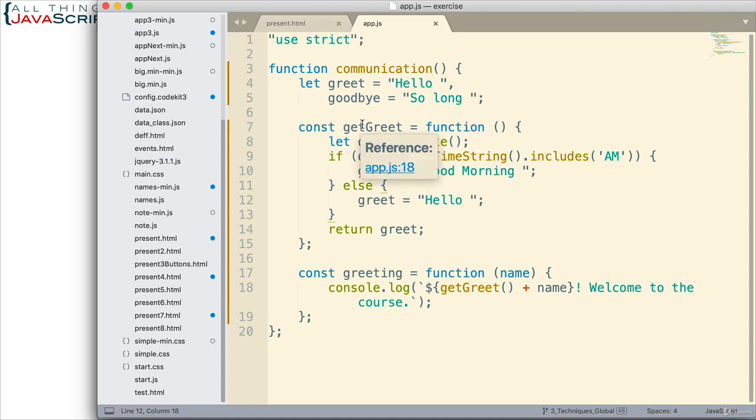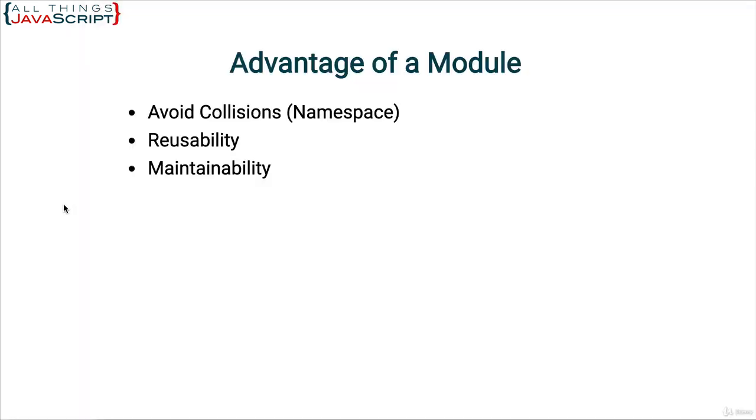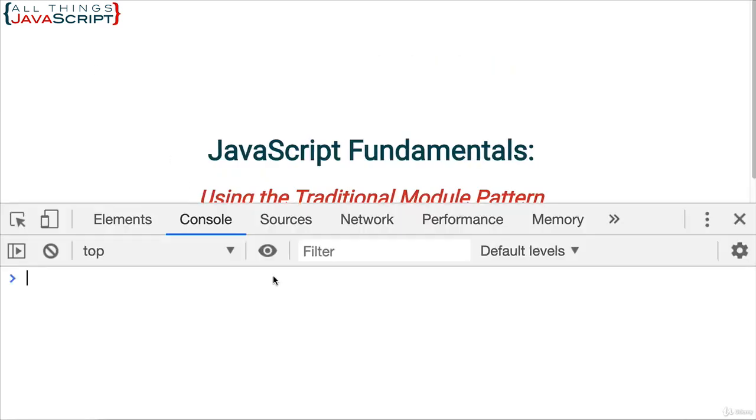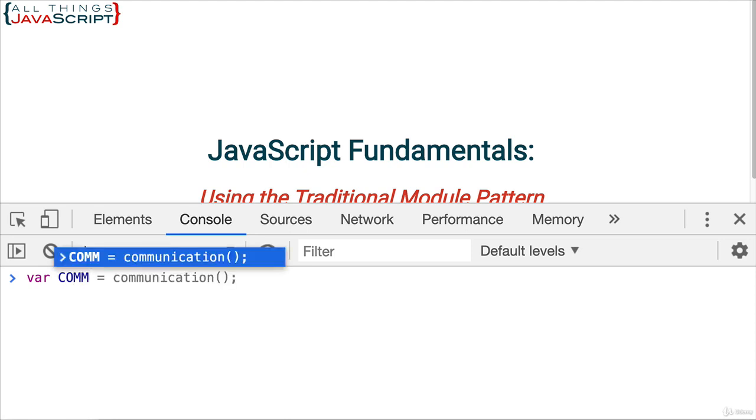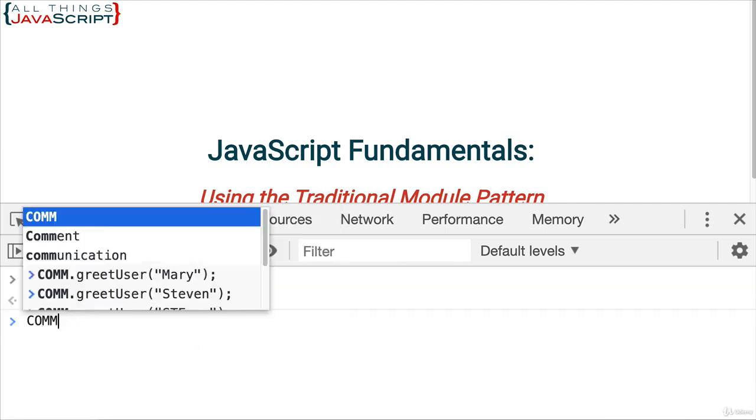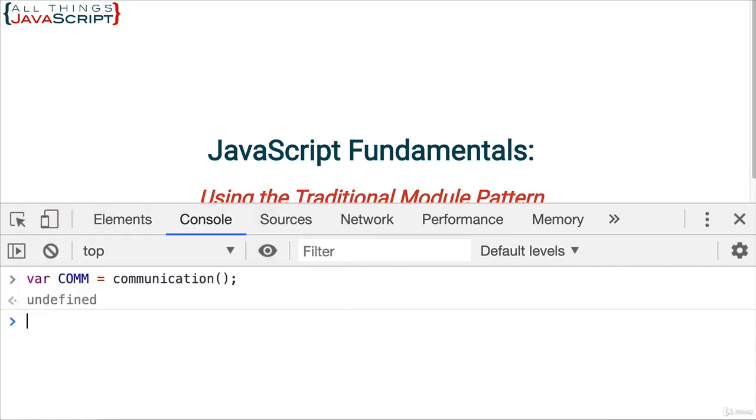So for example, let me go out to the console here, and then I can create a global variable, and I can invoke the communication function, and it will cause everything inside that function to be set up. However, I don't have access to it. I can't get to that stuff. There's no way I can use those.